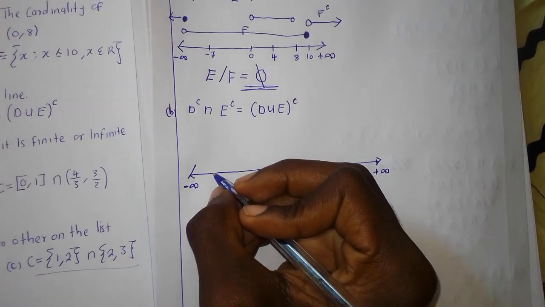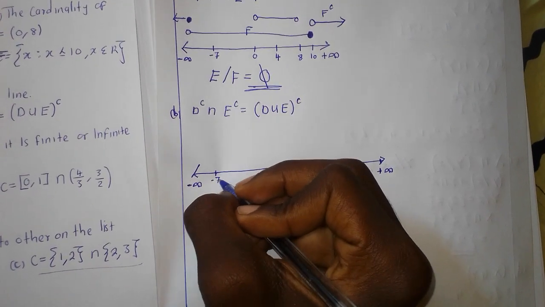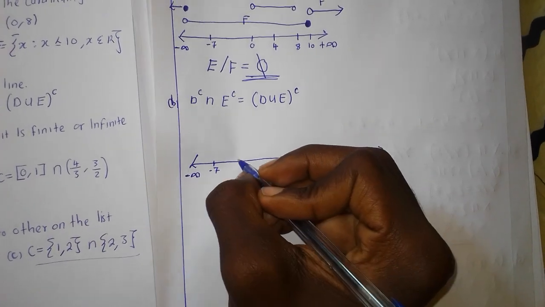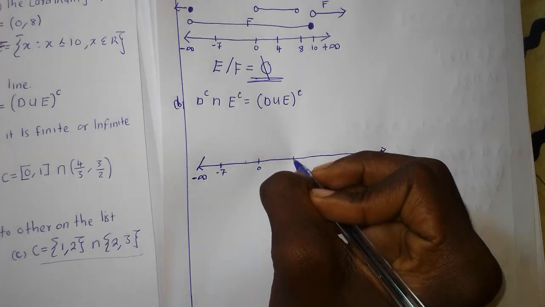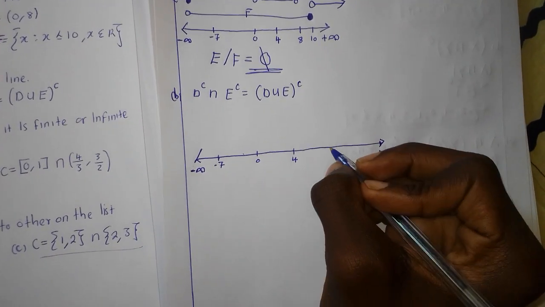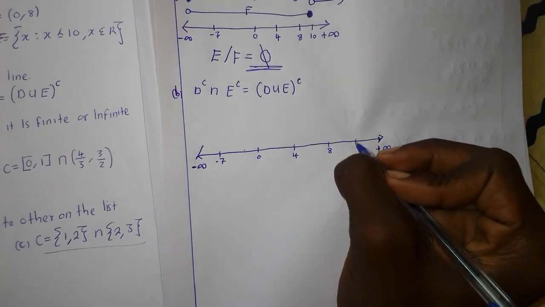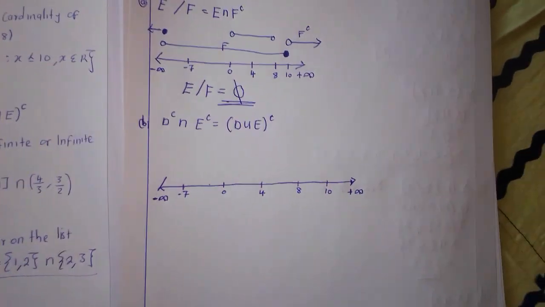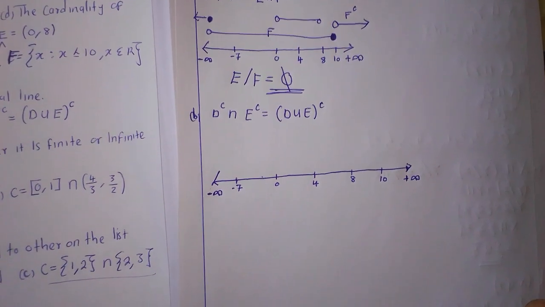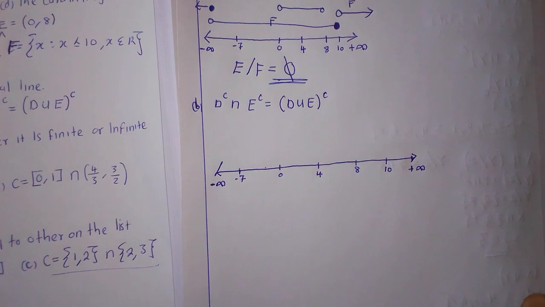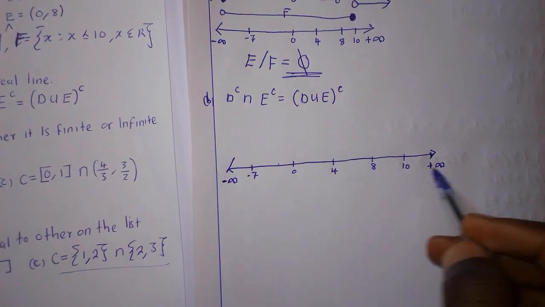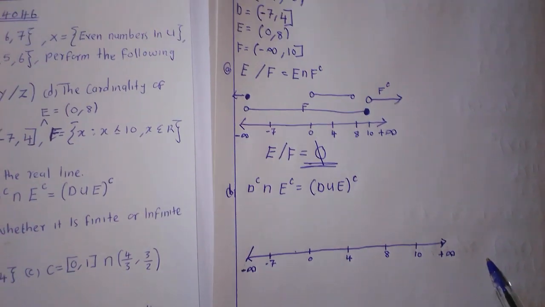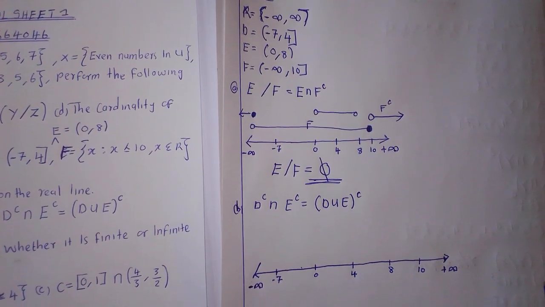Then I know that I had the 7 here, which is negative 7. I had some 0, I can label some 0 here. Then I can put a 4 here, an 8 here, and then a 10 here. Then I'm going to paste all the information that I had on this same line. Now, we know that this line here is simply the universal set. Now, we are going to put all the information that we had.